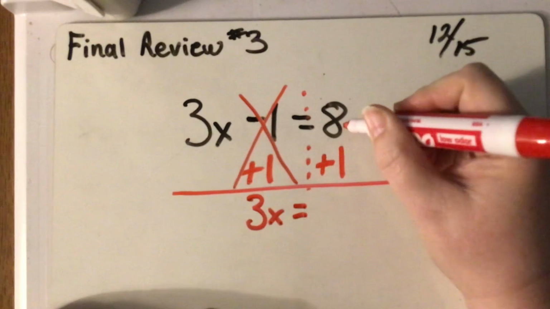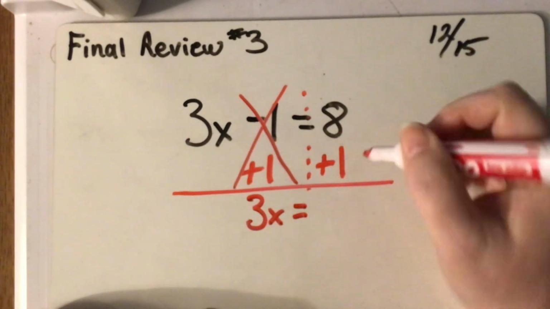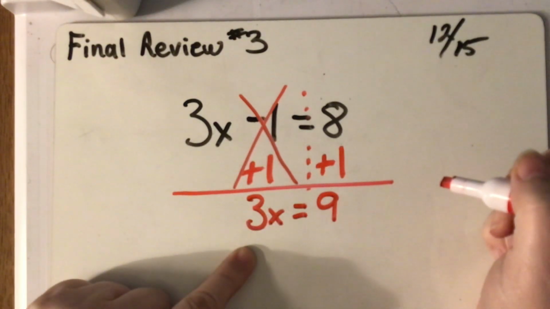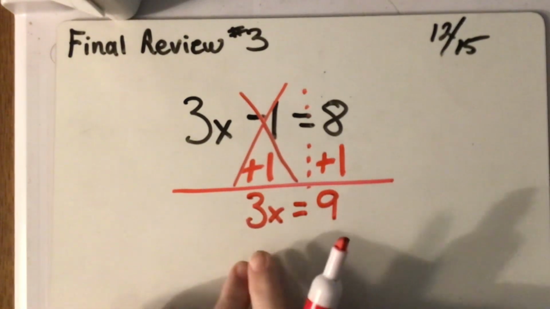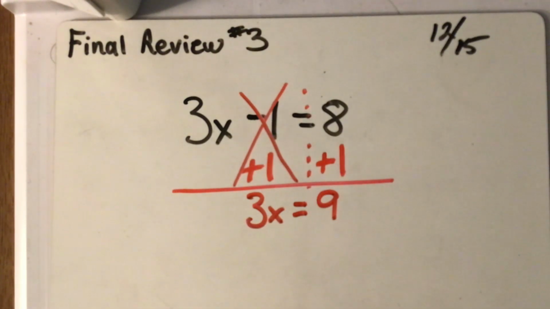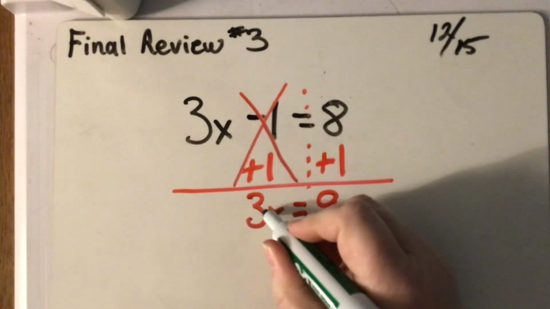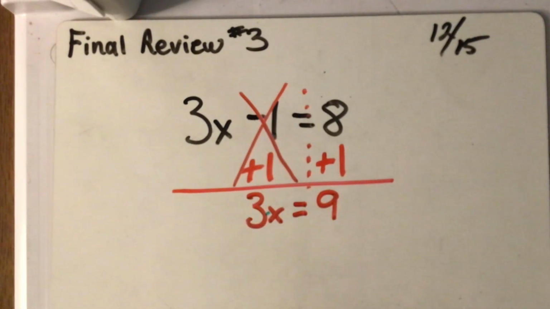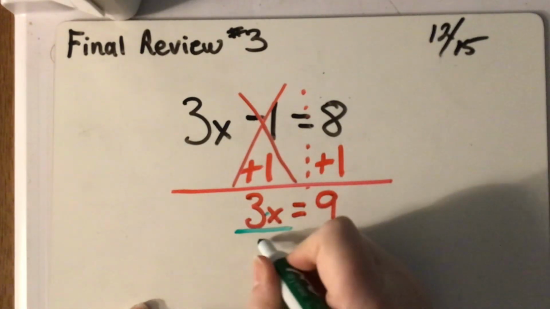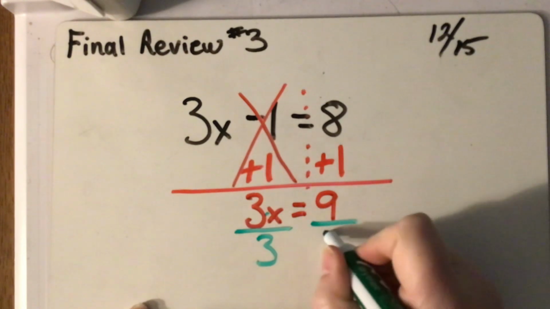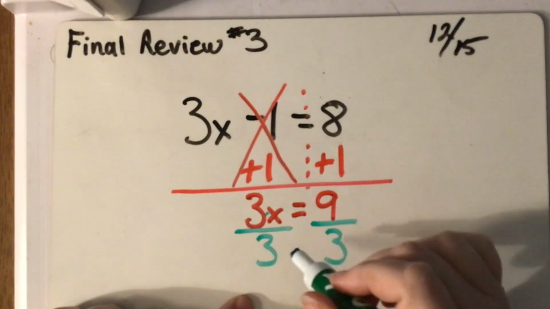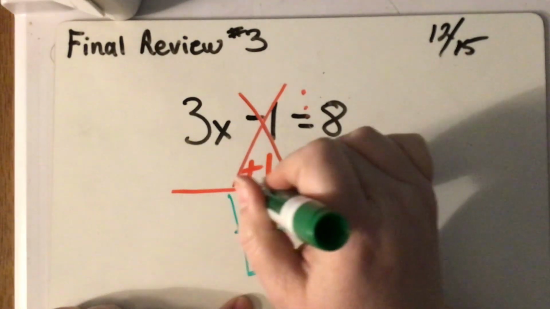3x equals 8 plus 1 equals 9. All right, now we've got to do the opposite. 3 and an x, what's their relationship status? Look at that. The only thing that 3 and x can hide between them is a little tiny dot, because they are multiplying. So we are going to divide by whatever that number is. 3. Divide by 3. Okay, 3 divided by 3 is just a great big 1.